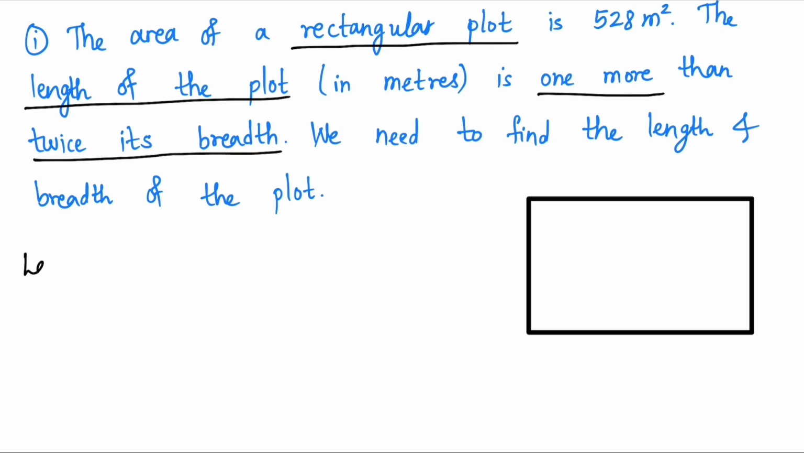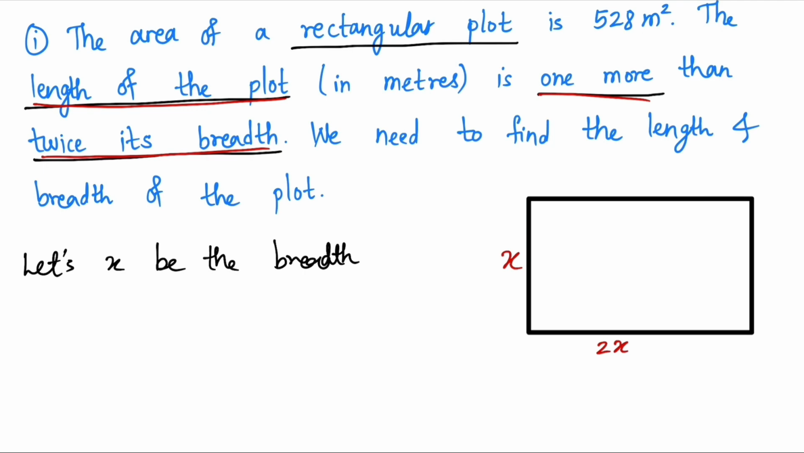So let x be the breadth of the rectangle. That means this is our x, and the length of the plot is 1 more than twice its breadth. So twice the breadth means 2x, and 1 more means we just have to add 1. So length is 2x plus 1 and breadth is x.